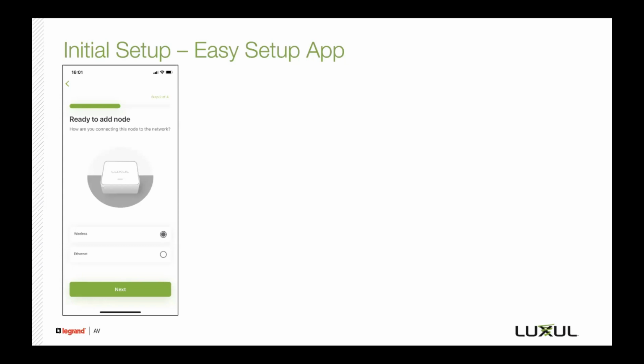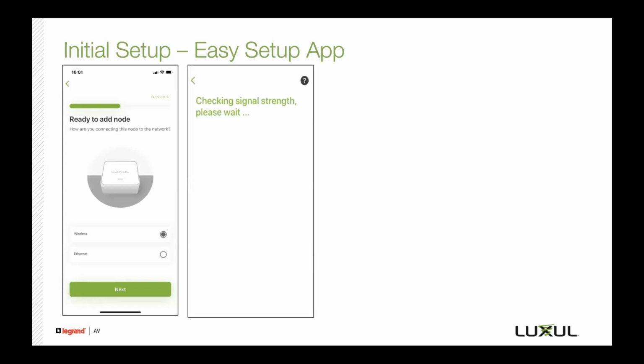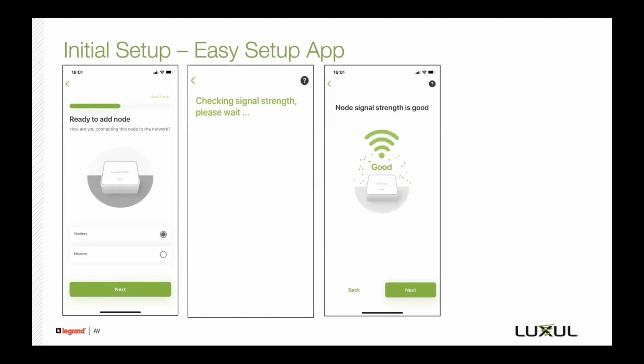If you select wireless, then the next thing it will do is check the signal strength between where this node is and any and all other nodes in the system. And it's going to come back with one of two results. One of them is going to be that signal strength is poor. The other is going to be that signal strength is good.